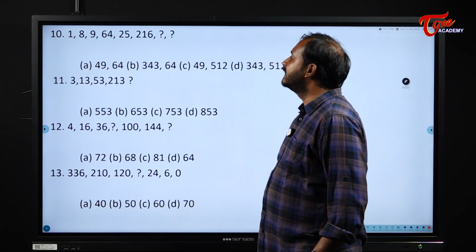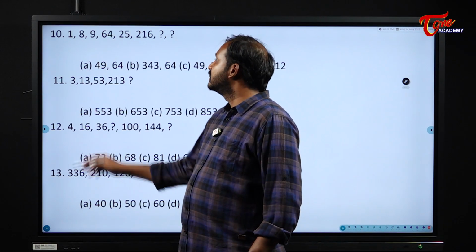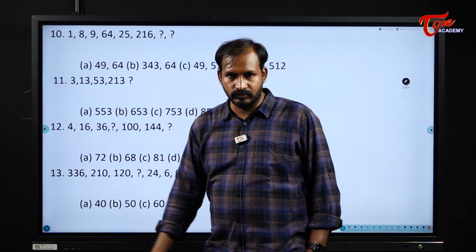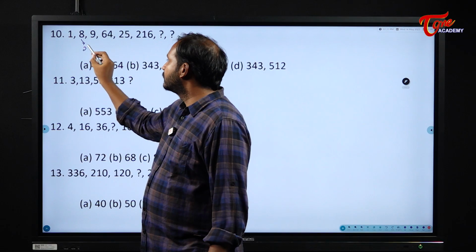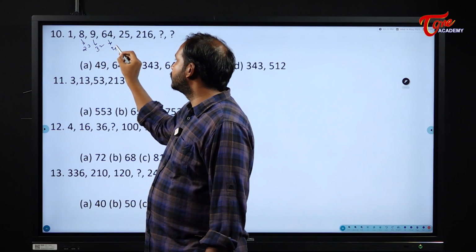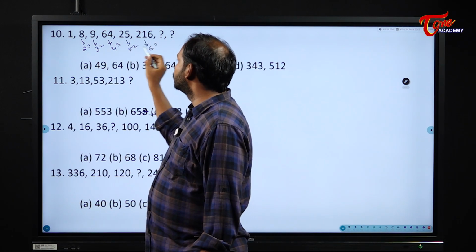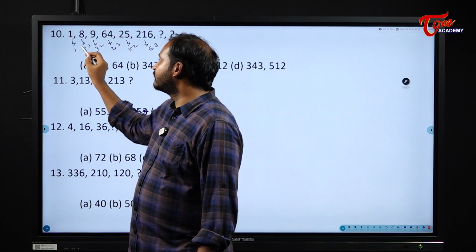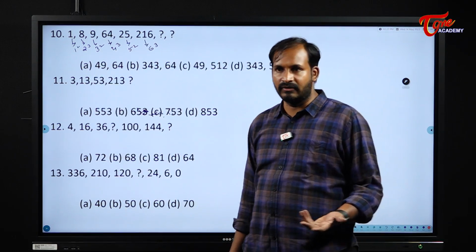1, 8, 9, 64, 25, 216. Now, please observe here, students. Some are squares and some are cubes. What are squares and cubes? See here, 8 is 2 cube, 9 is 3 square, 64 is 4 cube, and 25 is 5 square. Next, 6 cube. From this 1, we can write it as 1 square. Why? Because 1 square is 1 and 1 cube is also 1.